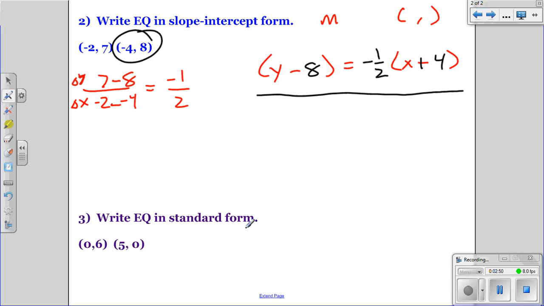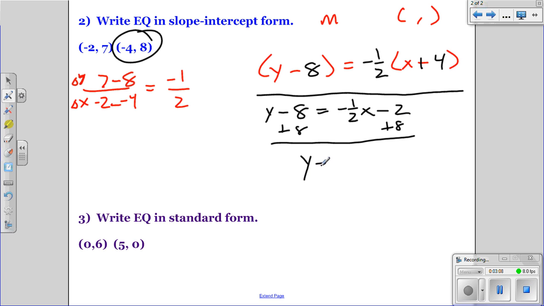Okay, so let's go back to this one and put it into slope-intercept form. So I'm going to distribute the -1/2, and it's going to be -2. And then I'm going to add 8 to the other side. And y is equal to -1/2 x plus 6. Okay, so that is what they asked us to do.